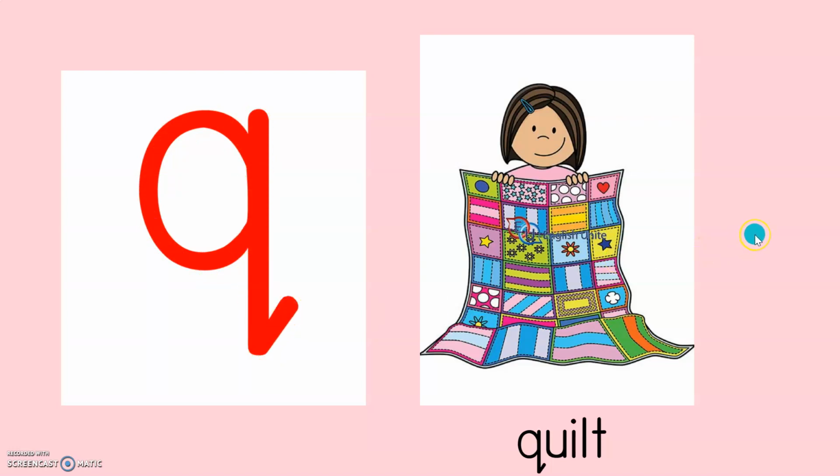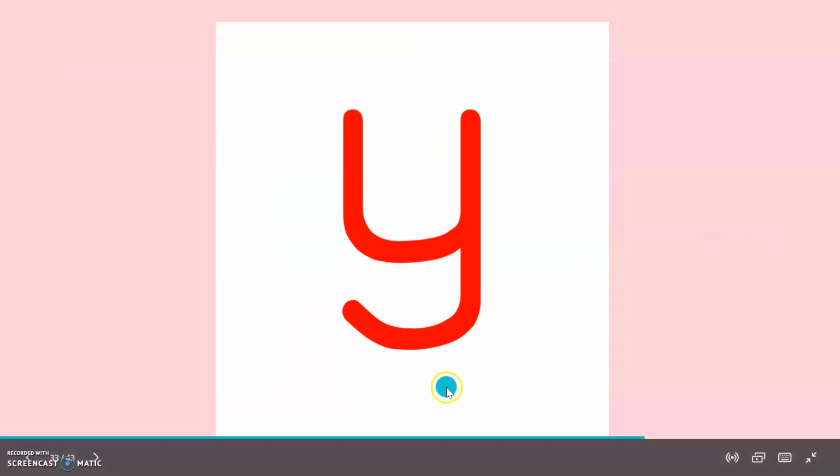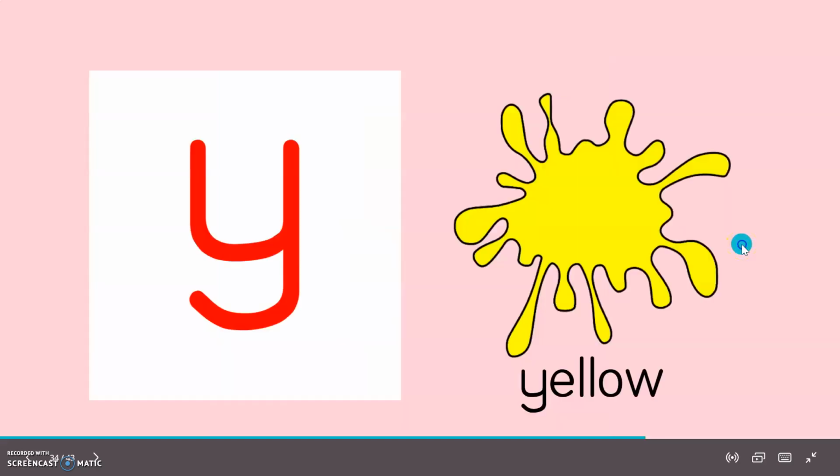Okay, the next sound is Y. What is the sound? Very good. Let's do it 5 times. Okay, Y for yellow. Very good. Y for yellow.